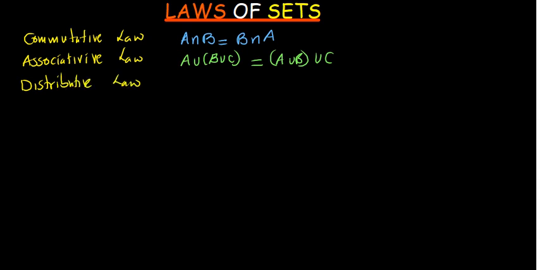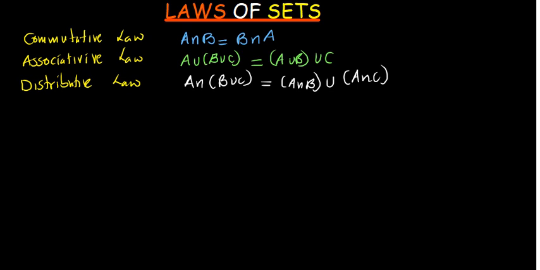Distributive law, just distributing. So if we have A intersection B union C, you see I've used different sets here, of course they can be the same. This is the same as: we distribute the A intersect with B, so that is A intersection B. And then we keep the sign in the middle, that's the union. And then we distribute the A intersect with C, so that will be A intersect C. Okay, like that. So that's the distributive law.